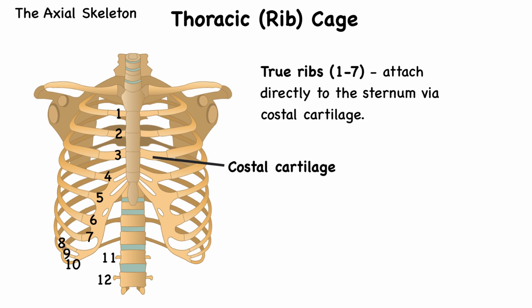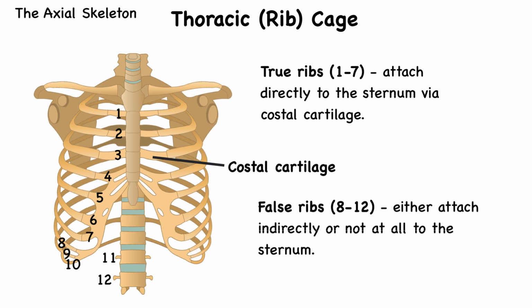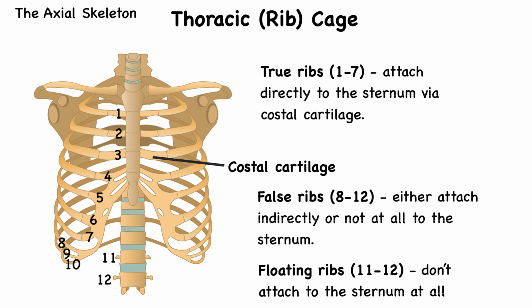The next ribs, 8 through 12, are referred to as false ribs because they either attach indirectly or not at all to the sternum. And the last two of those false ribs, 11 and 12, are also floating ribs because they don't attach to the sternum at all and offer protection to organs like the kidneys.